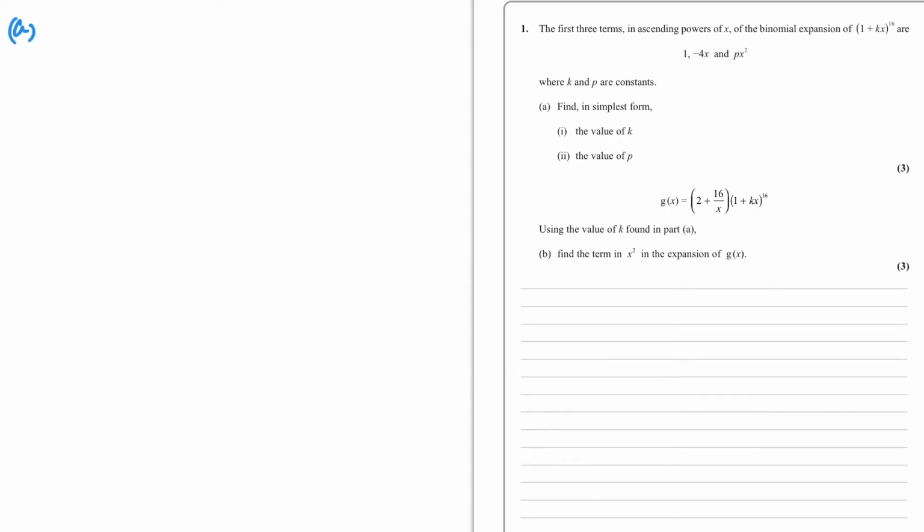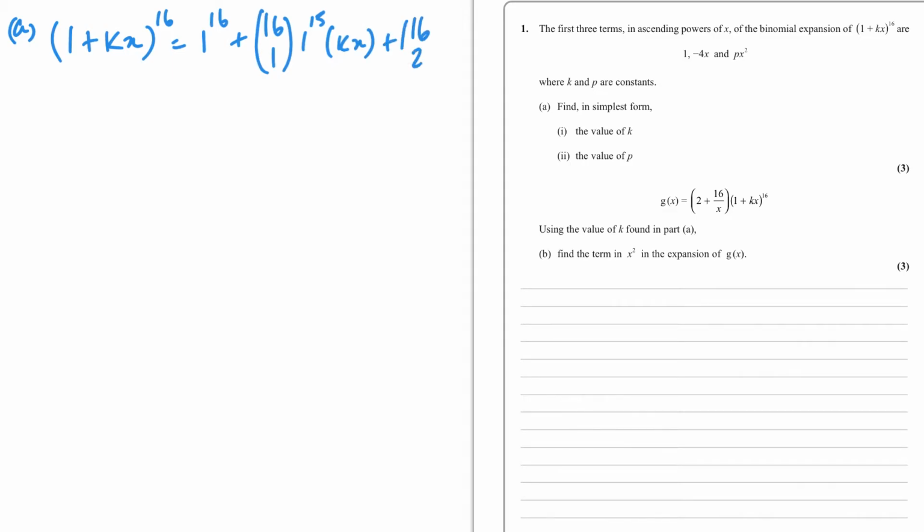Okay, let's expand for the first three terms. So we have 1 to the power 16 plus 16, 1 to the power 15 kx plus 16, 2, 1 to the power 14 kx squared.